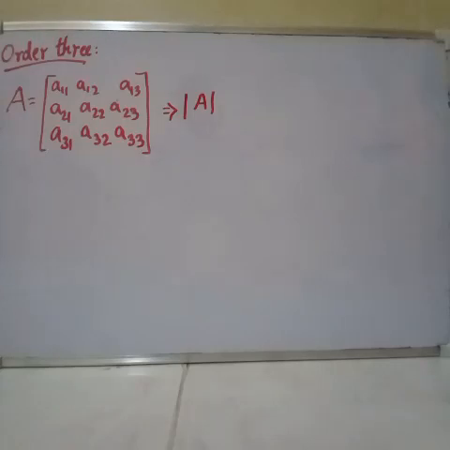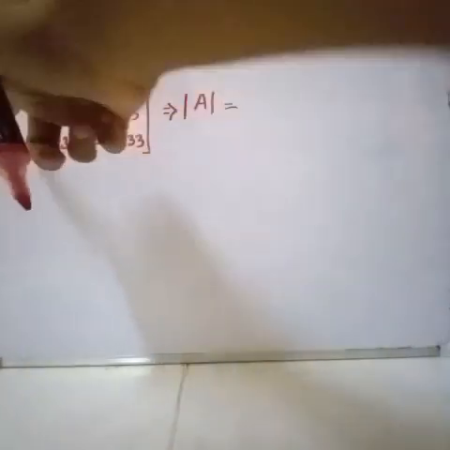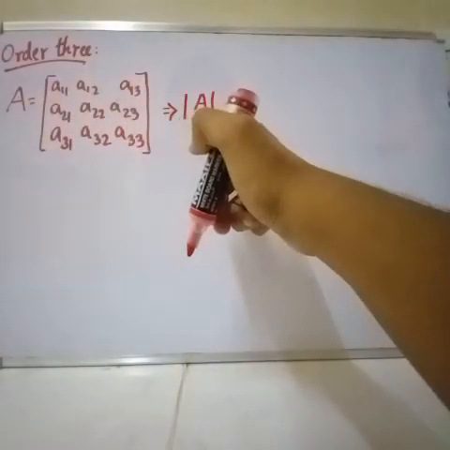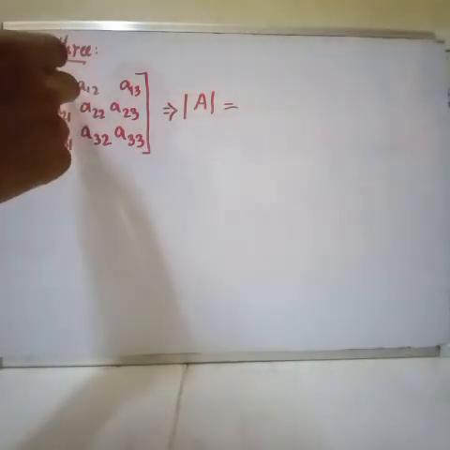So now let's see how to find out the determinant of a 3 by 3 order matrix. First we have the A matrix as this one, and we have to find the determinant. For this, I will teach you the easiest method.